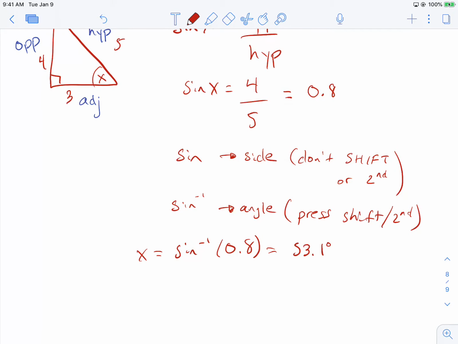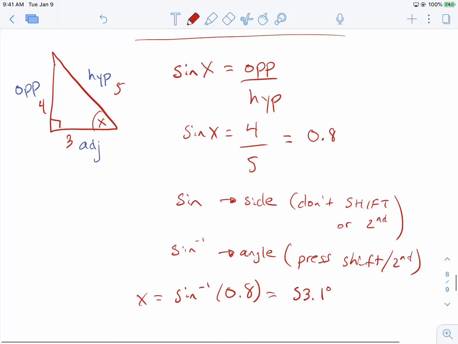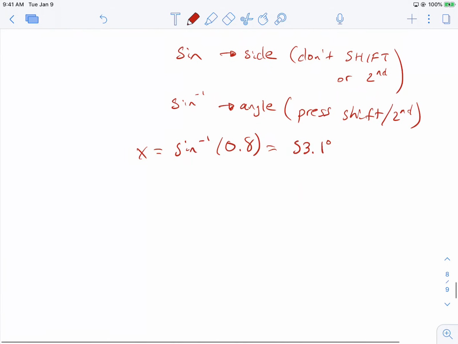Okay? You need to make sure that you can do that on your calculator. So you might need to pause the video and figure out, okay, how do I do that? What are the steps I need to do in order to make sure that that happens? But that's a very important thing. You need to be able to take whatever decimal you come up with and then convert it into an angle. Okay? That is sine.